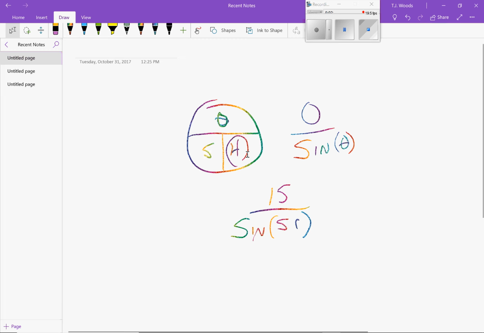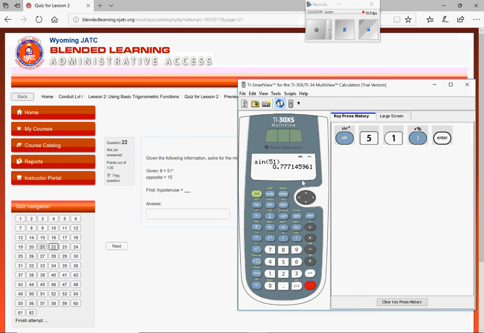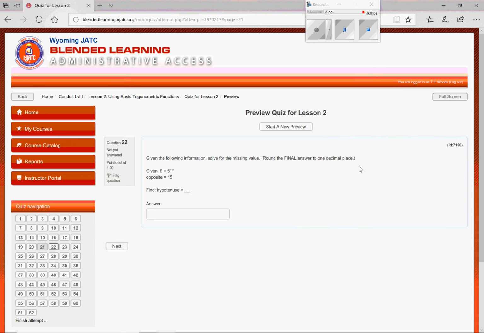I'm going to clear that first, take 15, and divide it by the sine of 51 degrees. So that answer is 19.301. They're saying to take it to 1 decimal place, so 19.3.